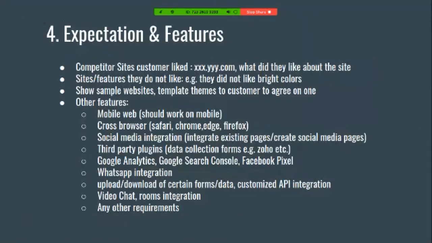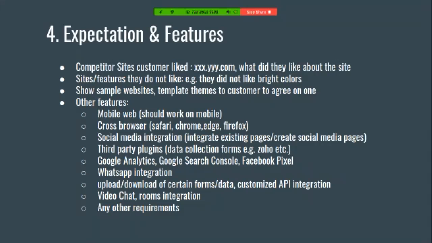Expectations and features. Normally when you ask a customer what they want to build, they might not know, but if you ask them what competitor sites they liked, they will be able to give you certain examples of the competitors and the features which they liked. They may also be able to tell you what features they did not like. You can also show some sample websites or template themes to them to agree on one particular theme which they liked, and to do your development based on that.